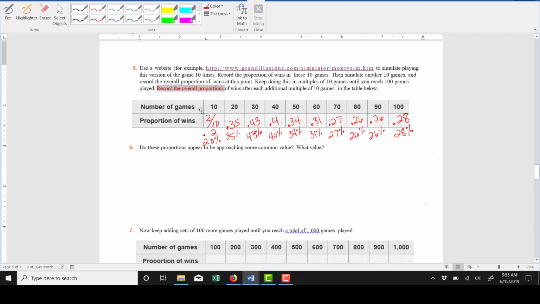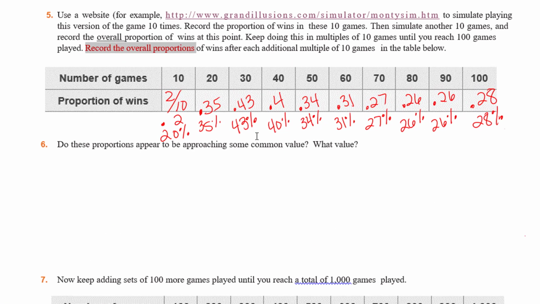Okay, I've done it all for us. I went up to 100 games, playing 10 games at a time, and you see that the percentage of games won is wavering around, up and down, depending on if I was winning more cars or more goats in my group of 10 games. By the end, at 100 games, I had a total of 28% wins. Do these proportions seem to be approaching some common value?